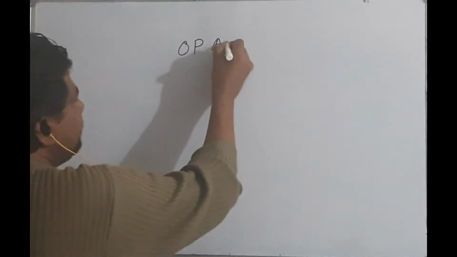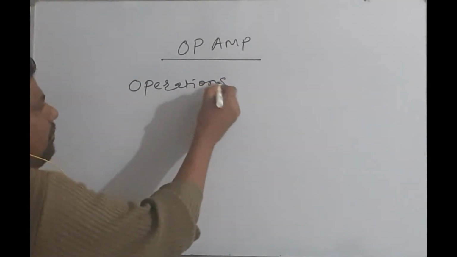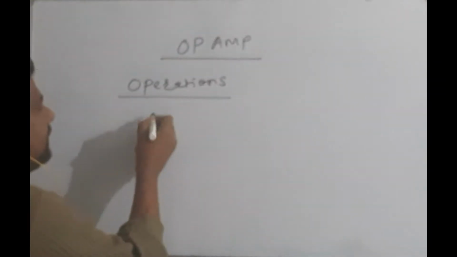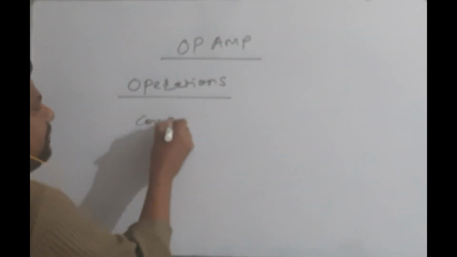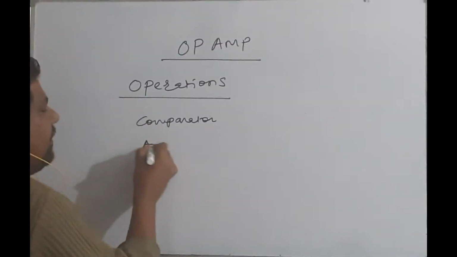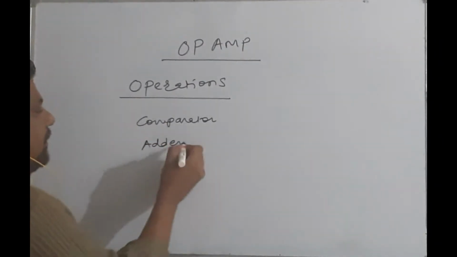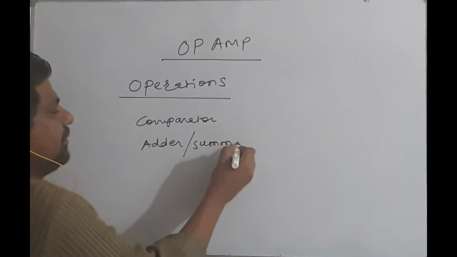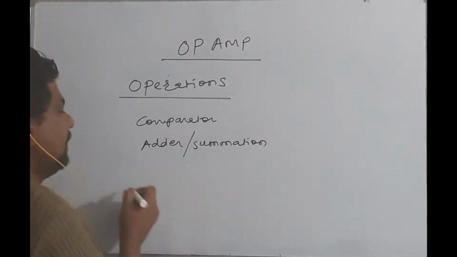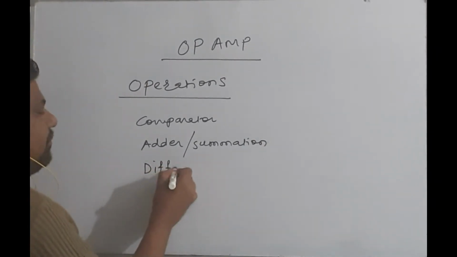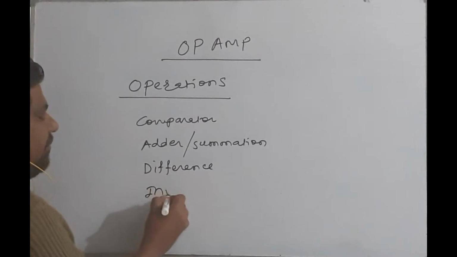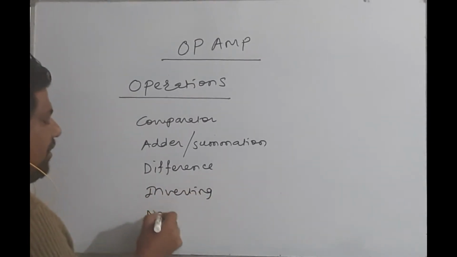Hi everybody. So let us try to discuss the basics of the operational amplifier. As the name itself indicates, it performs operations. It performs operations as a comparator, adder, or you can say summation amplifier, then difference amplifier, then inverting amplifier, non-inverting.